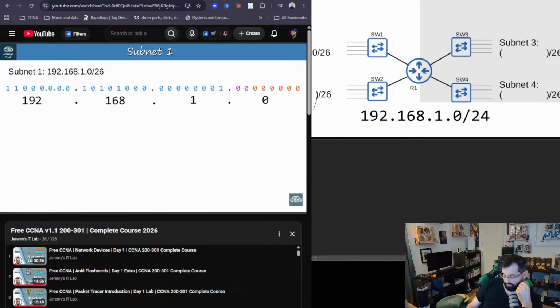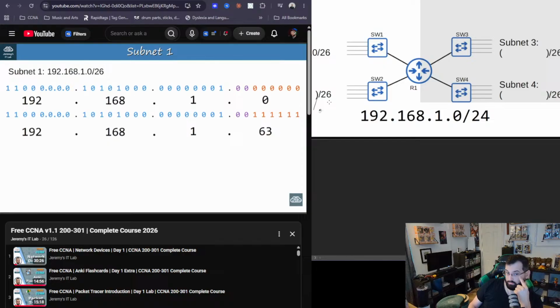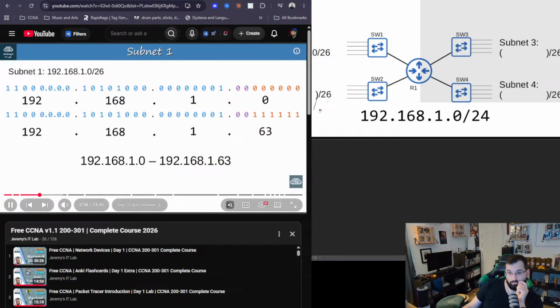The purple part is what we borrowed from the host portion to add to the network portion. This allows us to divide the larger /24 network into multiple smaller subnets. To find the broadcast address for this subnet, which is the highest address in the subnet's address range, set all of the bits in the host portion to 1. Next, let's convert this to dotted decimal. It becomes 192.168.1.63. That's the broadcast address. So, the address range for subnet 1 is 192.168.1.0 through 192.168.1.63. The network address of subnet 2 will be 1 higher than the broadcast address.